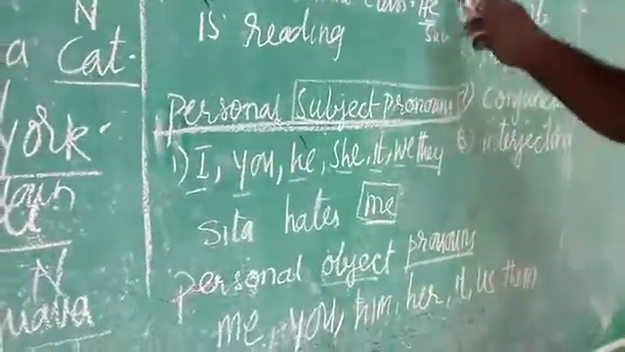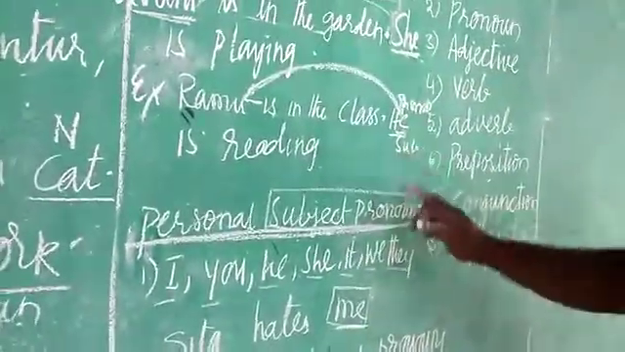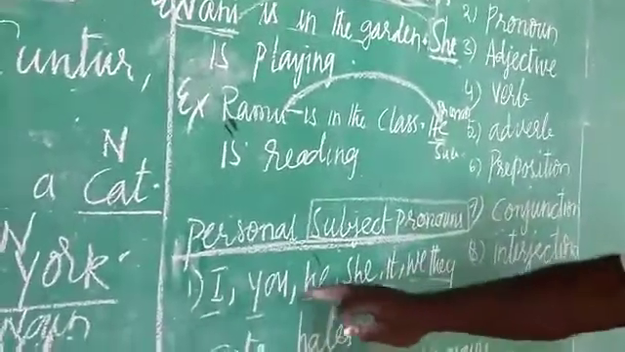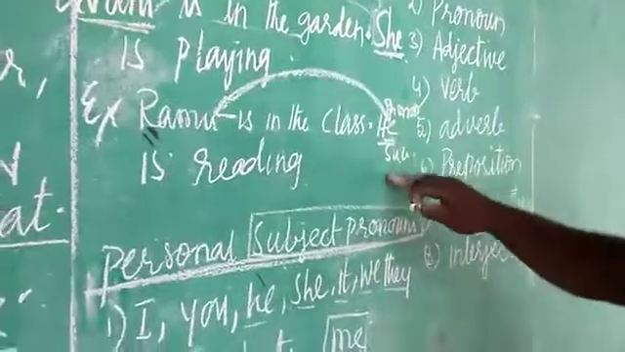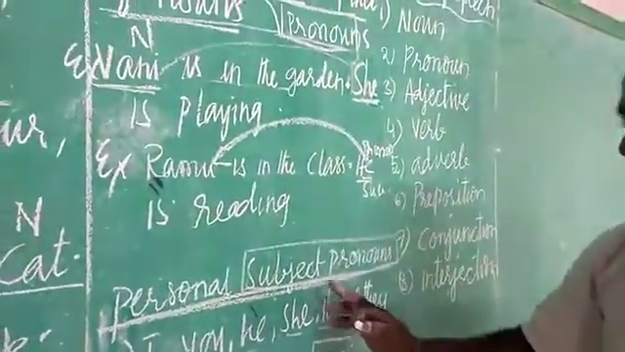At the end of the sentence, if you see a pronoun, we call it an object pronoun. And if you see pronouns like I, you, he, she, it, we, they at the beginning of the sentence, we call them subject pronouns, children. Identify these two, children. Okay, thank you.